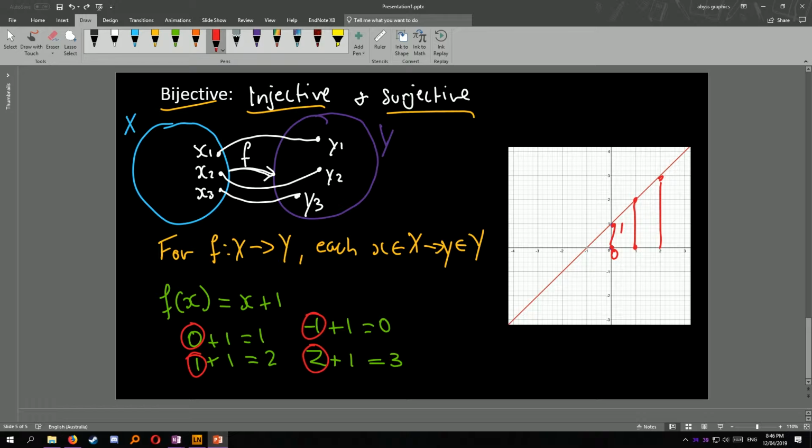Now to conclude, an injective function can't have more than one x value mapped to a y value, but it can have a lonely y value. A surjective function has to have every y value mapped to at least one x value, but it can't have a lonely y value. And a bijective function is these two functions combined.